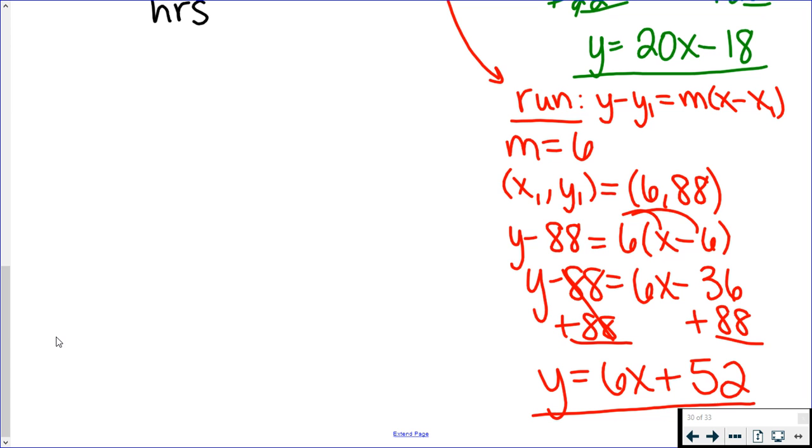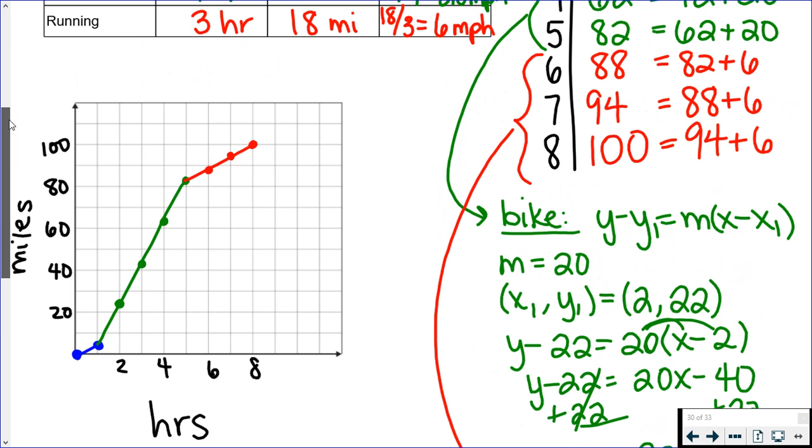So you plug in everything and distribute the 6, add the 88, you should end up with 6x plus 52. So this is another one where I didn't know the y-intercept was going to be 52. There's no way I would know that by looking at the graph. So you need to make sure that you always use your point slope form. The last thing we're going to do is write the piecewise function. That's the last thing we need to do here.